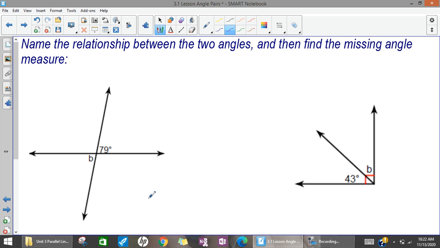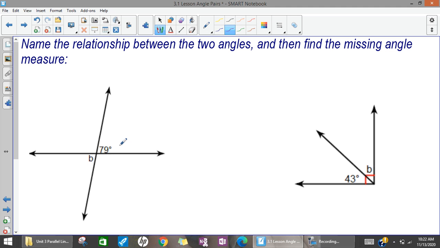So I want to look at some examples here of how we'll see these angle pairs and how we'll use them and their relationships to find angle measures in pictures. And we're going to be using these angle pairs throughout the year in other areas. So the first thing to do would be to identify the relationship between these angles.